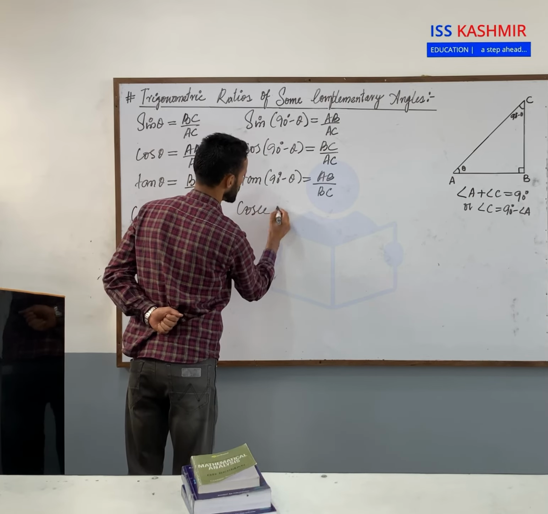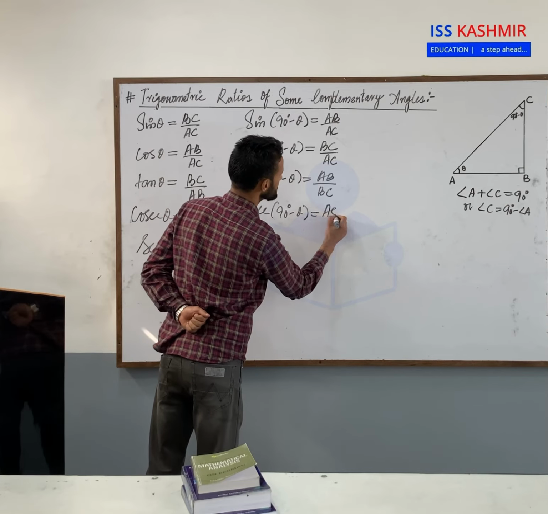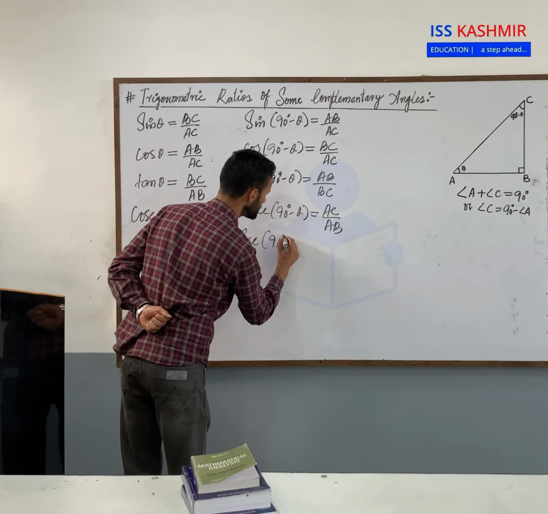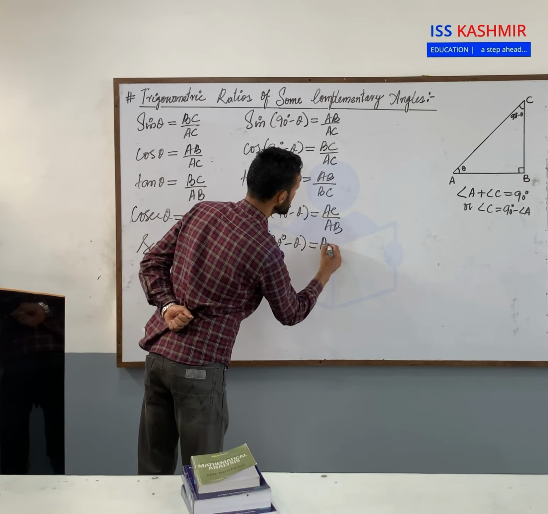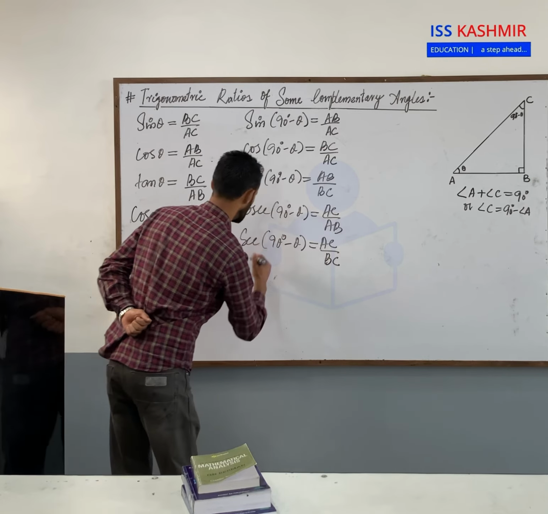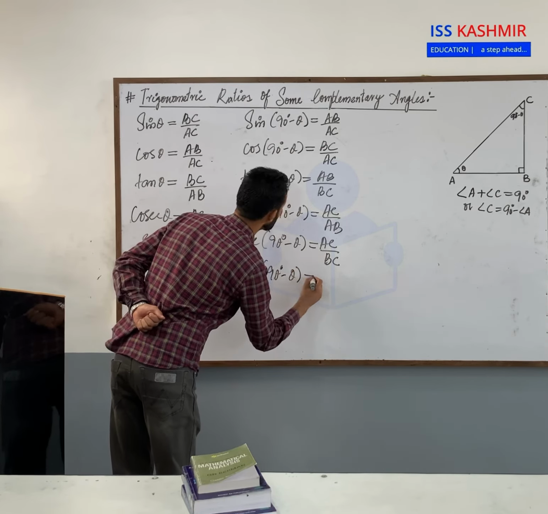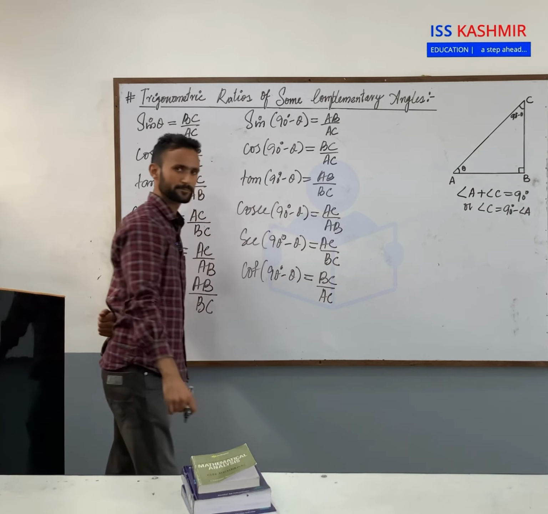Then cosec of 90 minus theta will be equal to AC divided by AB. Then sec of 90 minus theta will be equal to AC divided by BC. Then finally, cot of 90 minus theta will be equal to BC divided by AB.